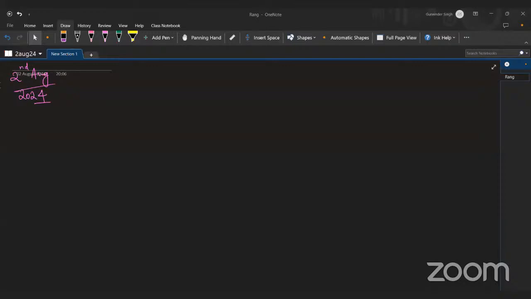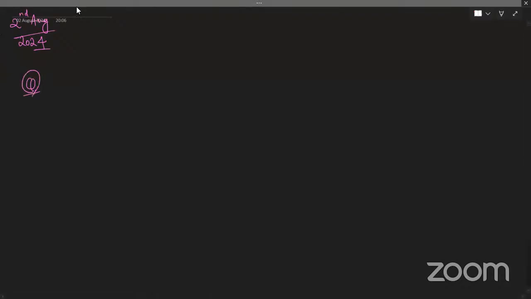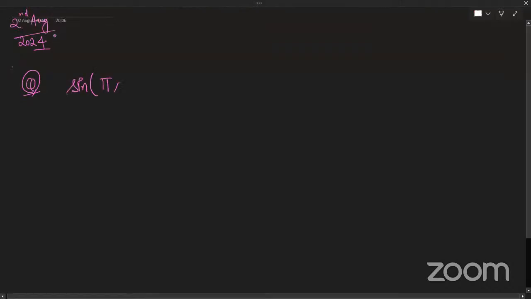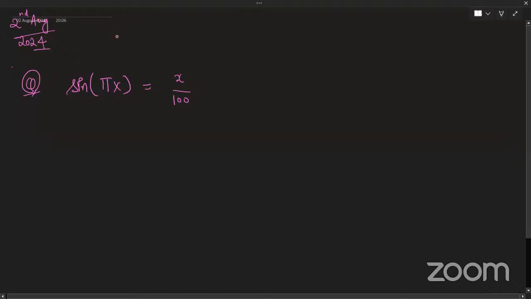So I hope my screen is visible. Right. So we have sine of pi x is equal to x by 100, right? Sine of pi x is equal to x by 100. What answer did you give? 63, right? Someone said 63, right?